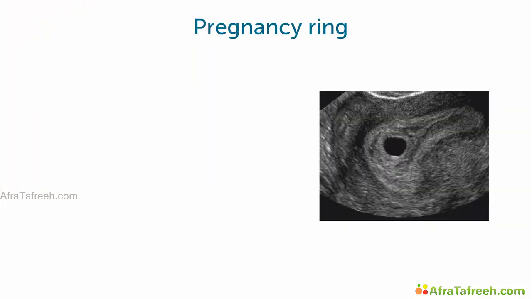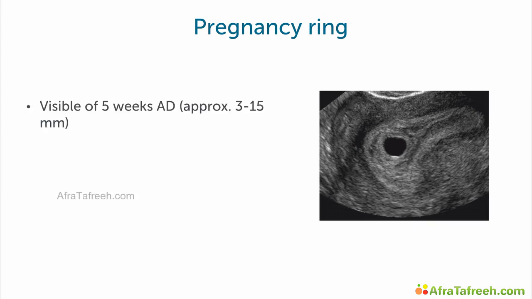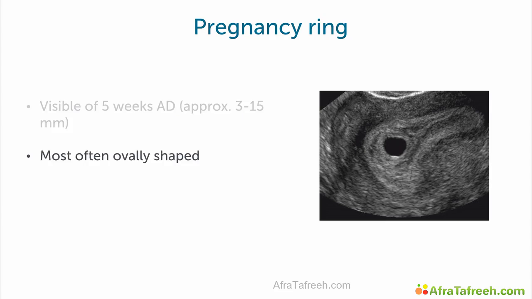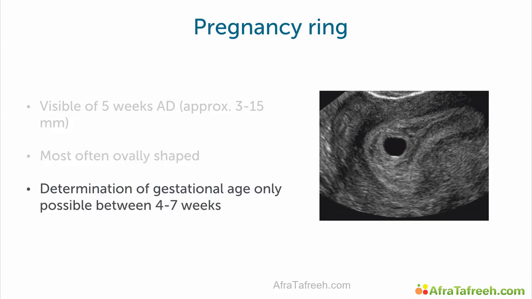The first signs of pregnancy are shown to us with a pregnancy ring. That's visible from around 5 weeks gestational age. And what we see in the uterus then is a thickened endometrium, which is caused by chorion cells. And within there is a little cavity shown, which is the pregnancy ring. Most often it's ovally shaped. We can measure that and then determine the gestational age, but that's only possible between 4 to 7 weeks of gestation.